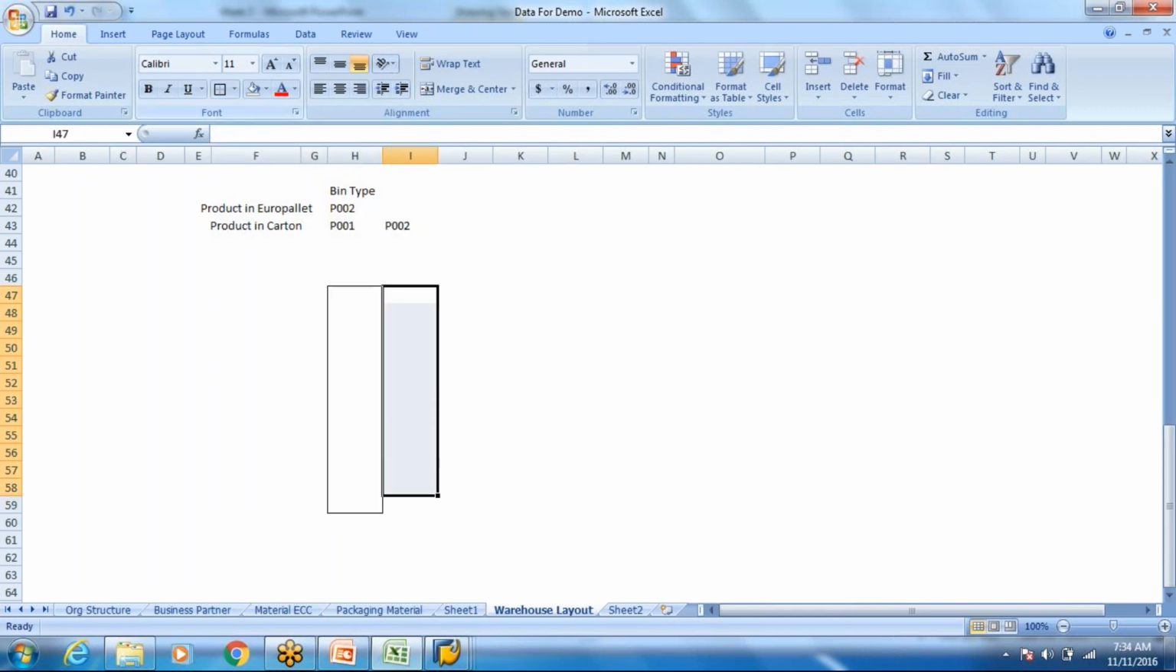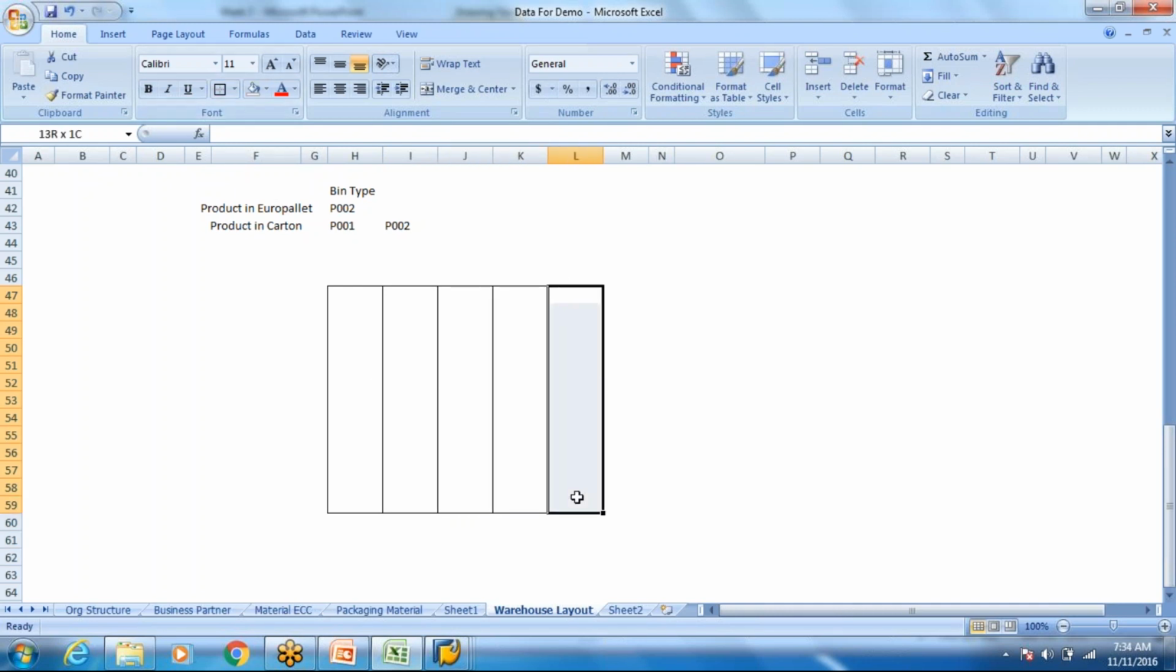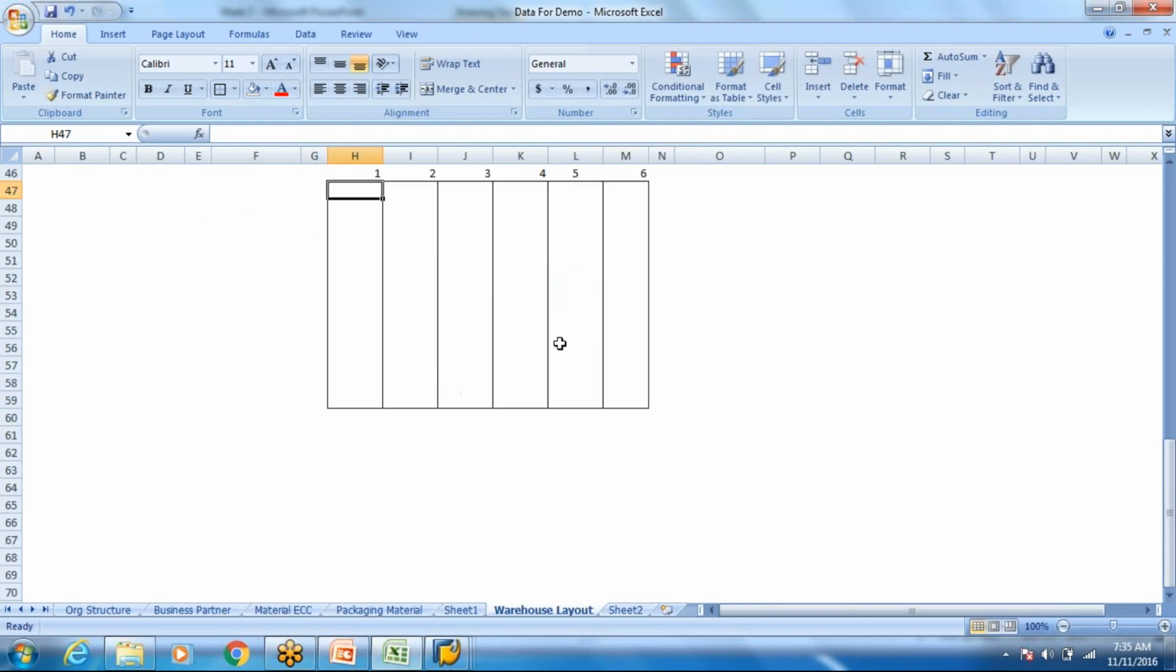Okay, this is one bin. So a bulk kind of storage. Let's say this is one bin for you, the entire one, and you store handling units in them. Okay, so let's say bin 1, 2, 3, 4, 5, 6. So you have 6 bins here.